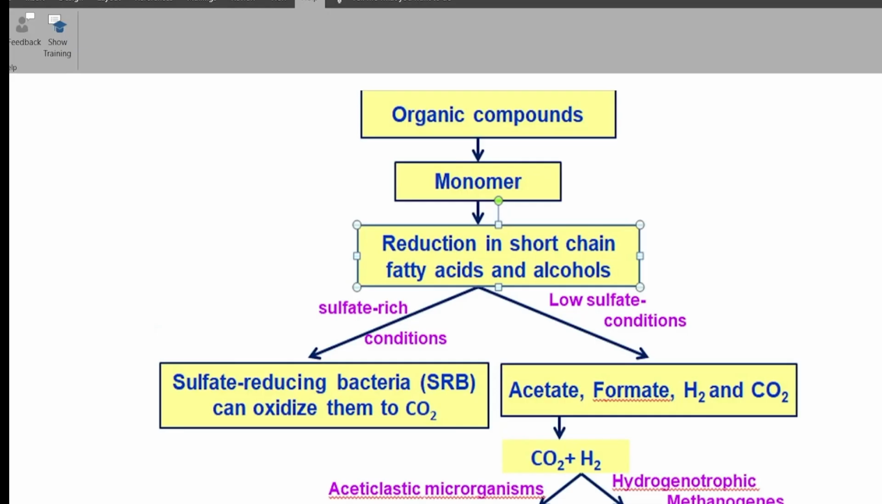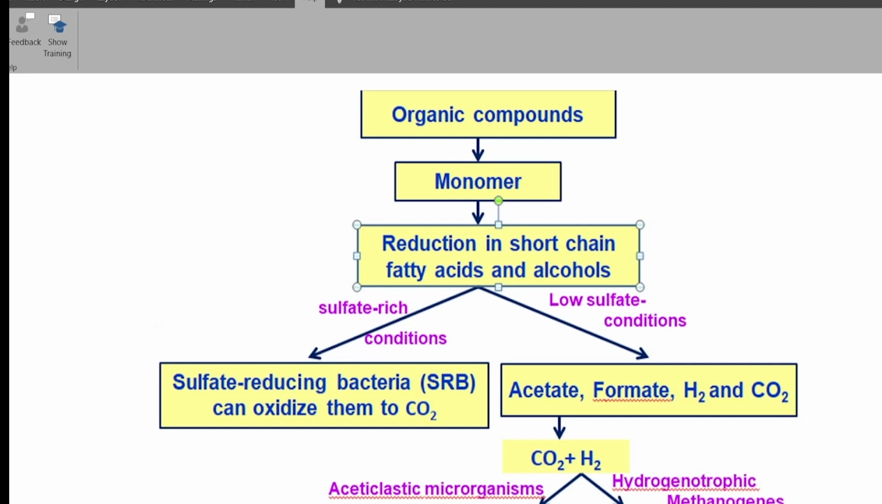The detailed mechanism of conversion of methane in different environments is shown in the figure below. The morphology of different methanogens may be seen in the next figure. So, as I pointed out, organic compounds are converted into their monomers, and then reduced to short-chain fatty acids and alcohols. If there is a sulfate-rich condition, then sulfate-reducing bacteria can oxidize them to CO2.